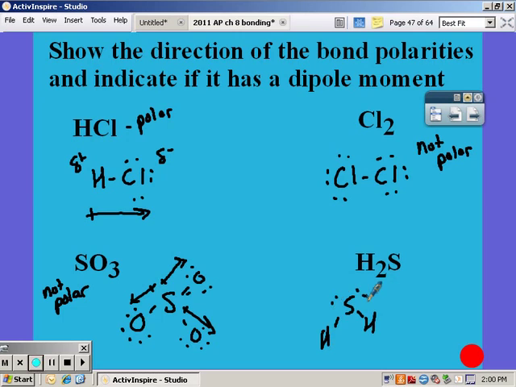And H2S, the arrow should be pointing towards sulfur, making sulfur slightly negative, hydrogen slightly positive, making the compound polar since we have a lone pair on the central atom. And the dipoles did not cancel out.